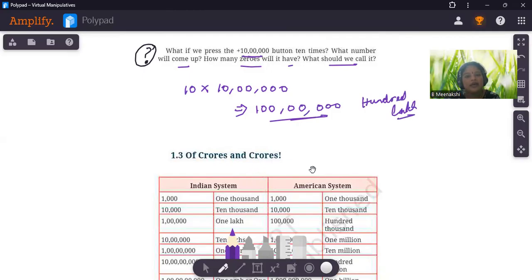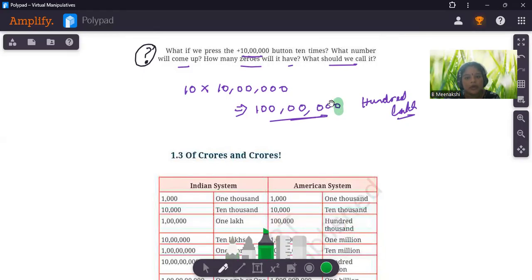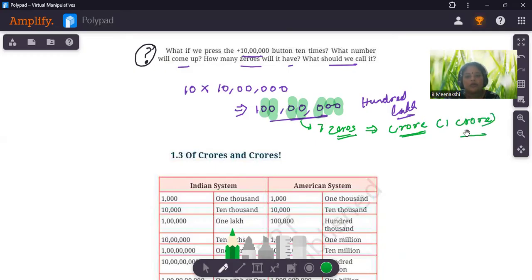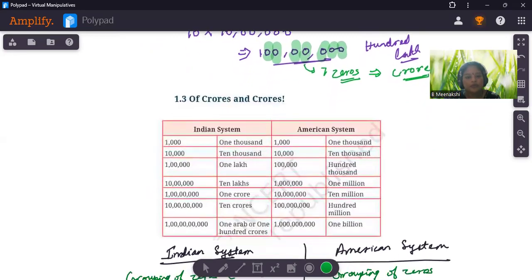And how many zeros does it have? Yes, let us try to analyze this. 1, 2, 3, 4, 5, 6, 7. Yes, it contains 7 zeros. So, it's also called 1 crore. So how many zeros will it have when we press 10 lakh 10 times? We will get 7 zeros and we call it 1 crore.